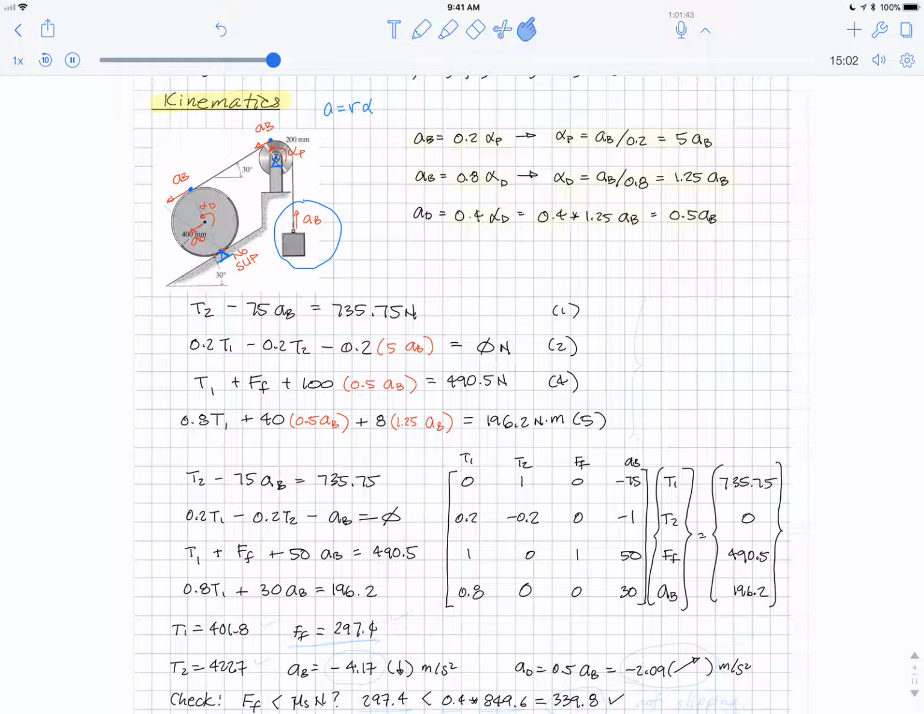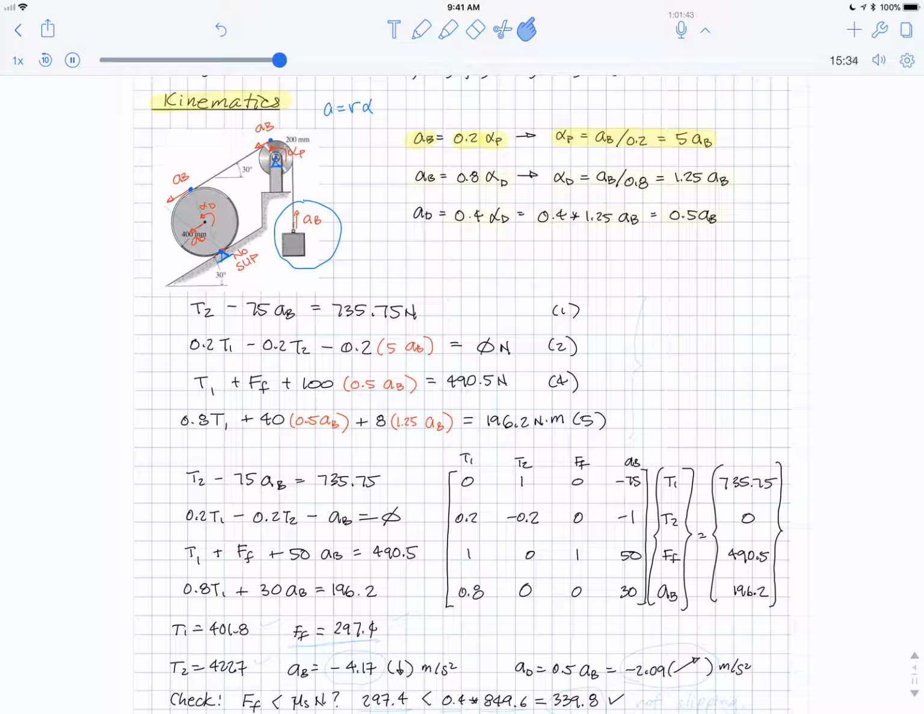Okay, so now we know that r times alpha will be the acceleration. We can now do some things. We know the tip of the pulley is going at a block. And so a radius of 0.2 times alpha of the pulley will equal a of the block. What I decided was to make everything in terms of a block, and I'll get rid of 3 unknowns. So solving for alpha of the pulley, you get alpha of the pulley is a block over 0.2, or 5 a block.